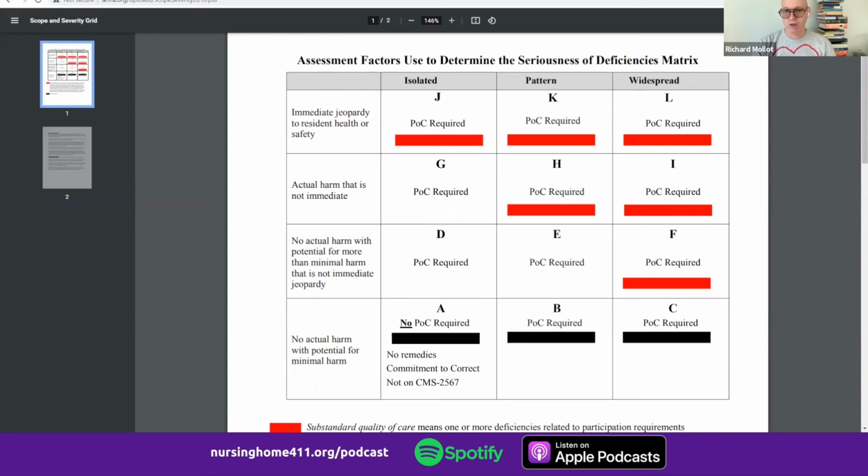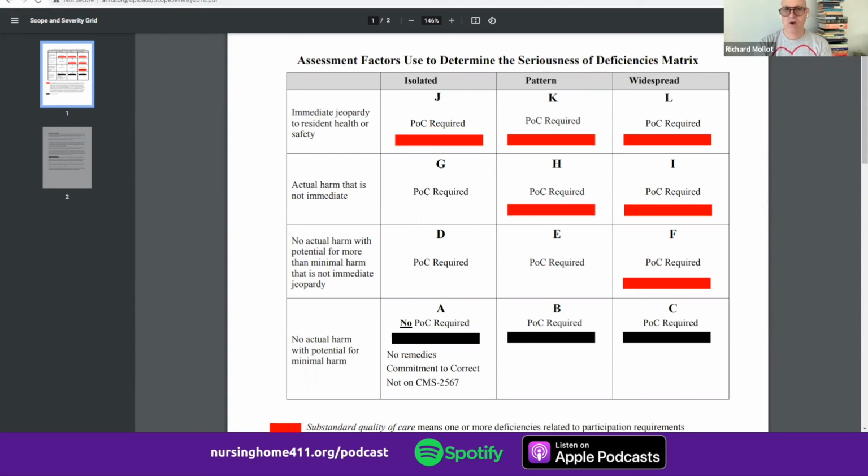CMS requires that the surveyors use a reasonable person standard. What would a reasonable person in that situation find emotionally harmful or degrading or humiliating? And so that is really important. Again, it's important to note that the rules are really strong. The characterization of these rules is really strong.